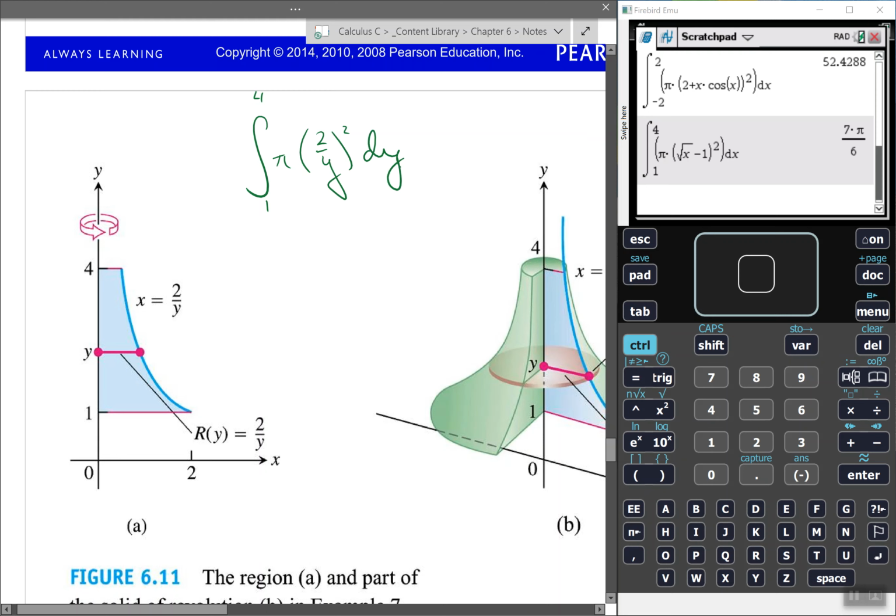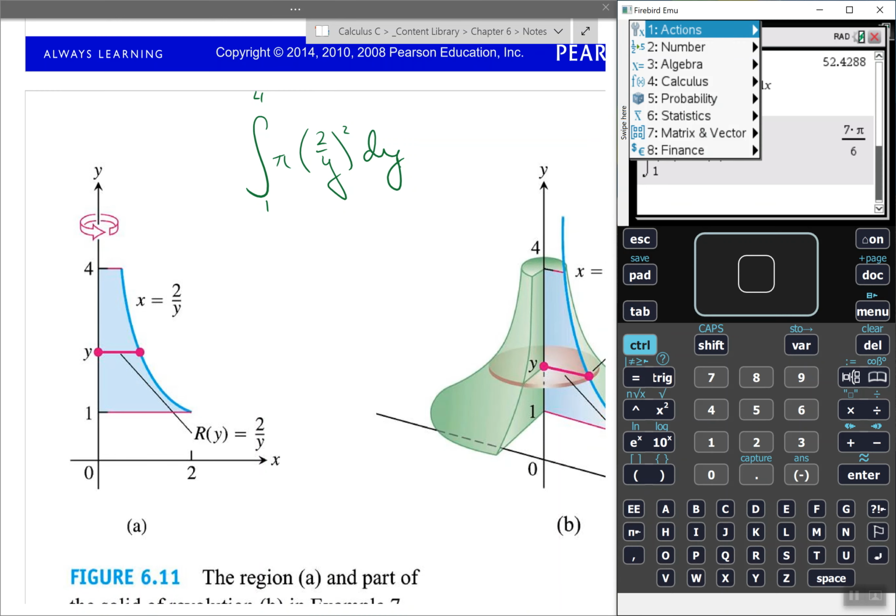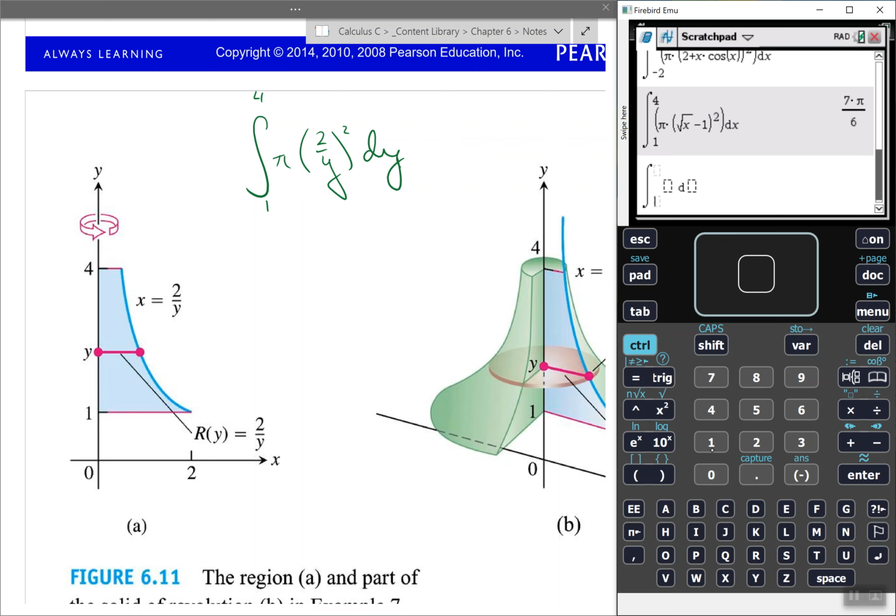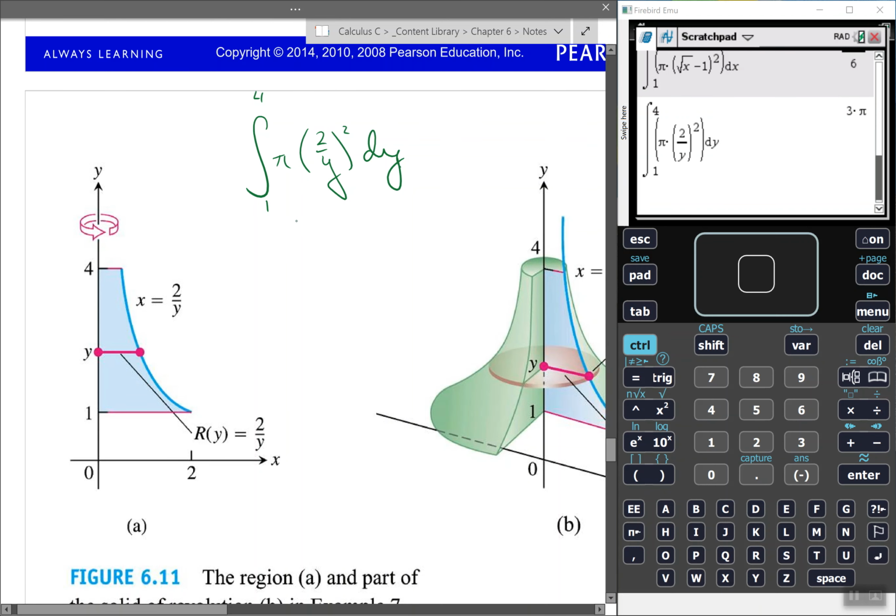And that's what we should be plugging into our calculator. So we take the integral from 1 to 4 of pi times 2 over y, quantity squared dy. And we end up with 3 pi.